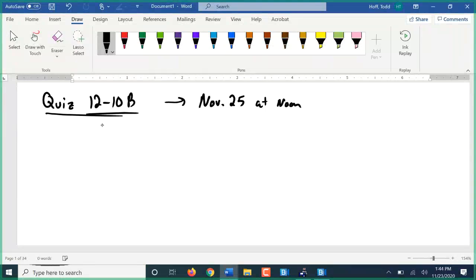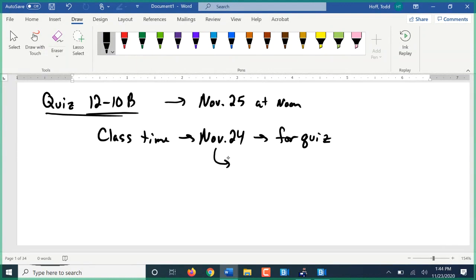And class time tomorrow, November 24th, is going to be dedicated to the quiz. So that means tomorrow there will be no new lecture, and no homework other than the quiz. All that is going to be tomorrow is just do that quiz and get it turned in.